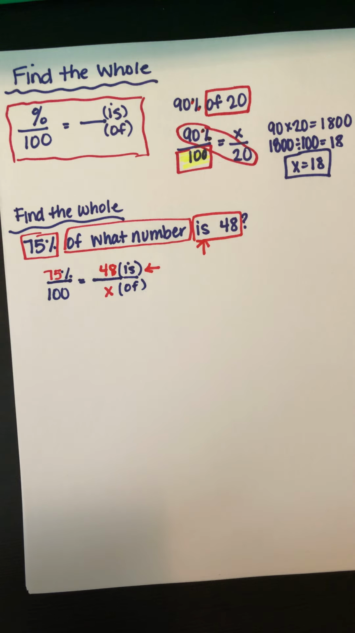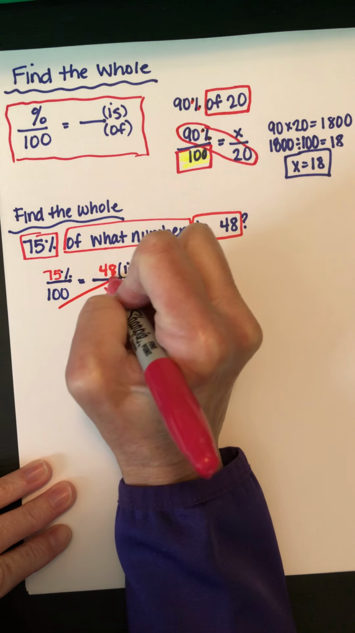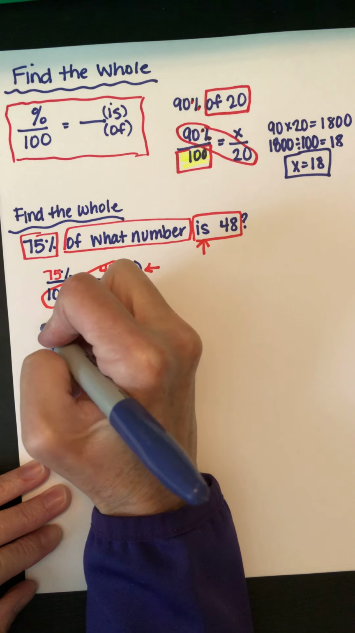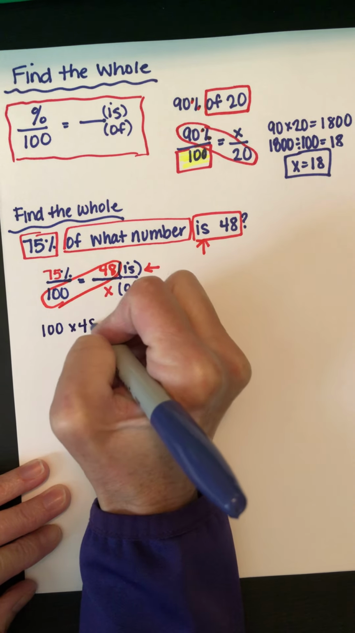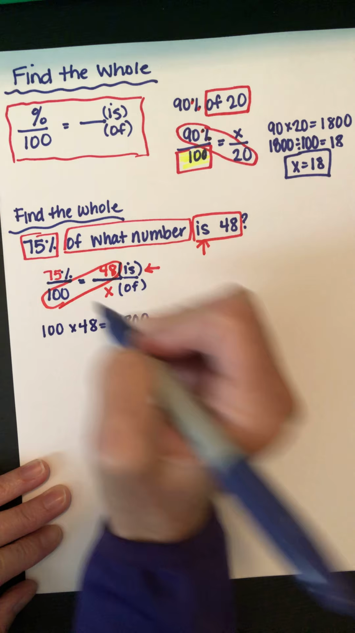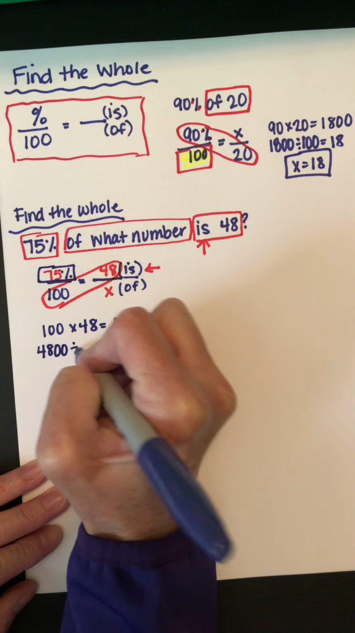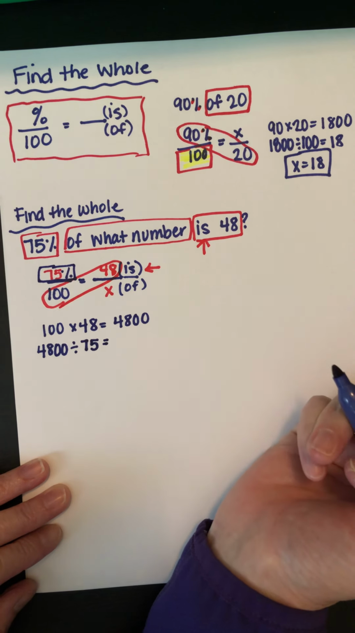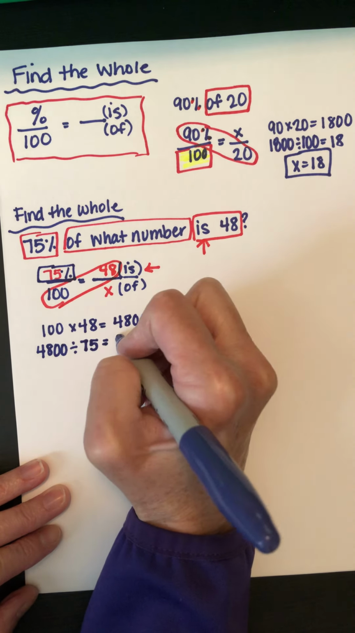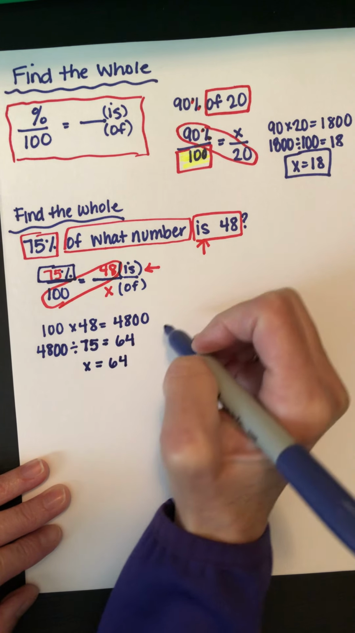So now we're going to go ahead and do 100 times 48, which gives us 4,800. And then we're going to divide by the 75. 4,800 divided by 75 will equal 64. So your x, your of, is 64. So 64 would be on our bottom.